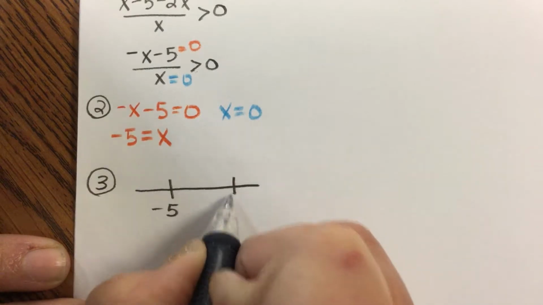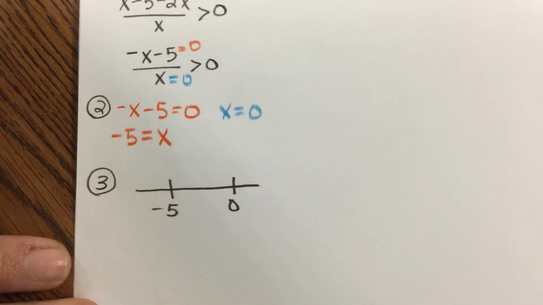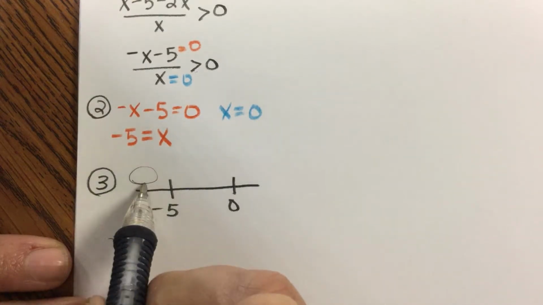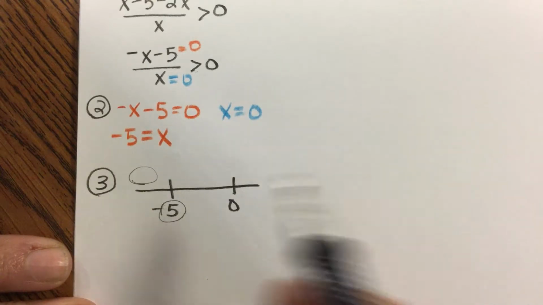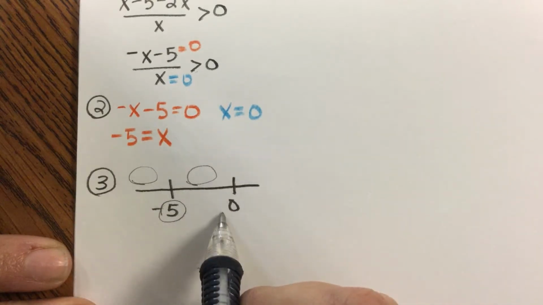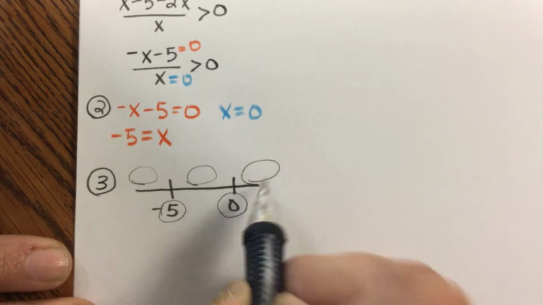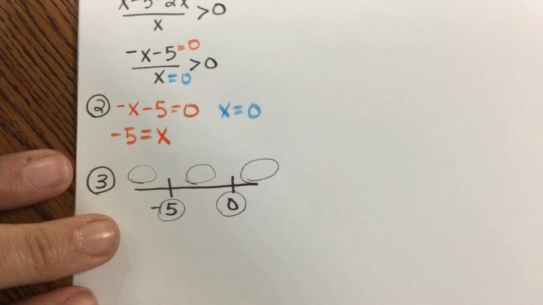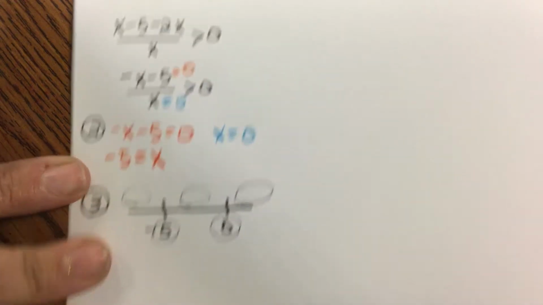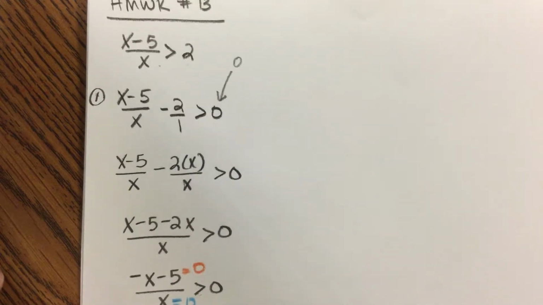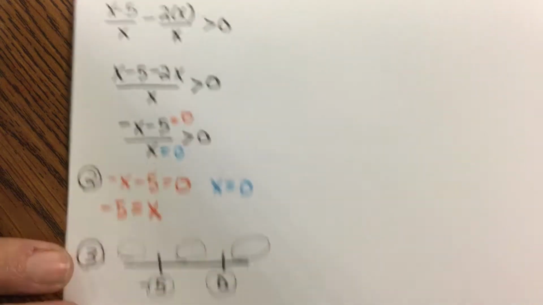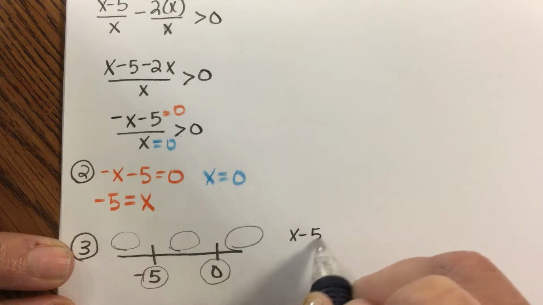Negative 5 and 0. Okay, we have to try numbers on the left, the critical point itself, a number in the middle, again one of our critical points, and a number to the right. We're plugging these back into the original inequality: x minus 5 all over x is greater than 2. So let's rewrite that so we do not forget.